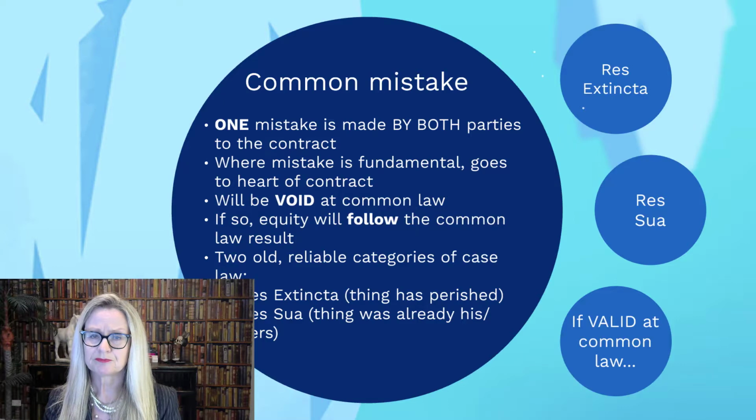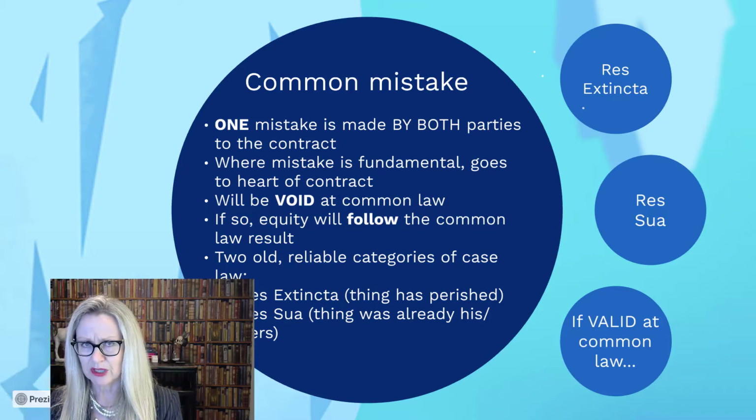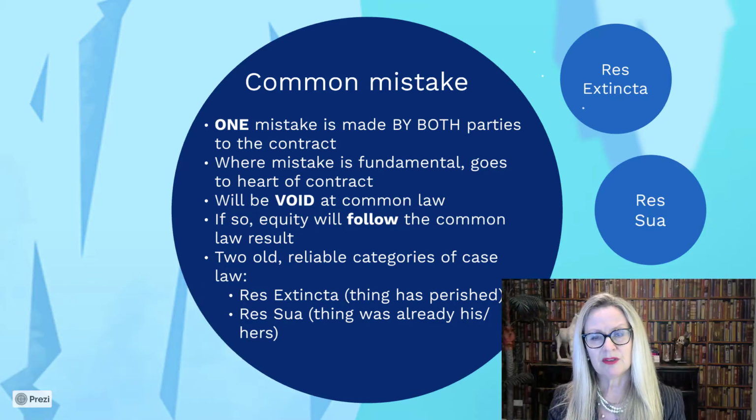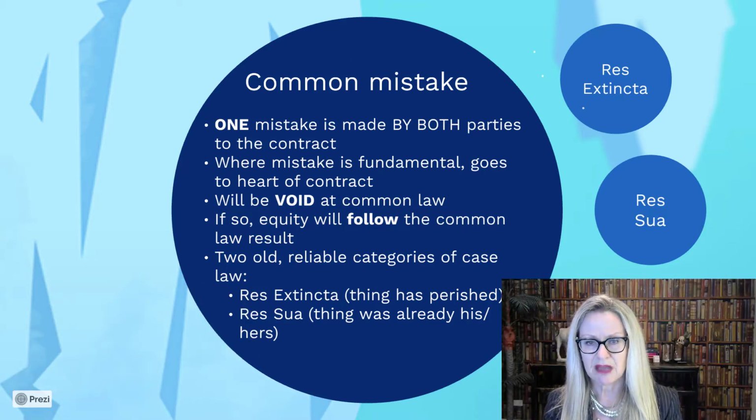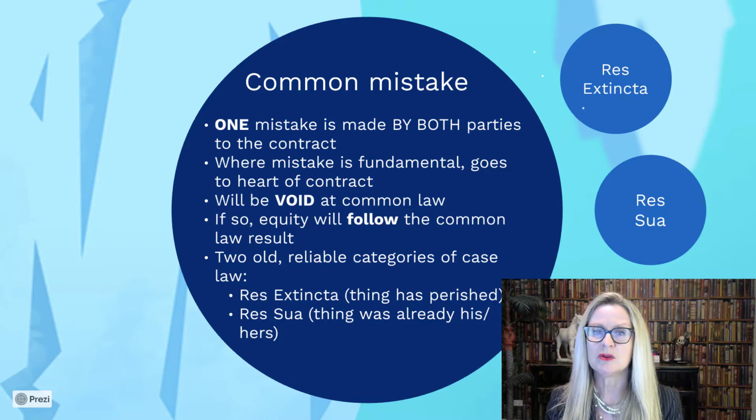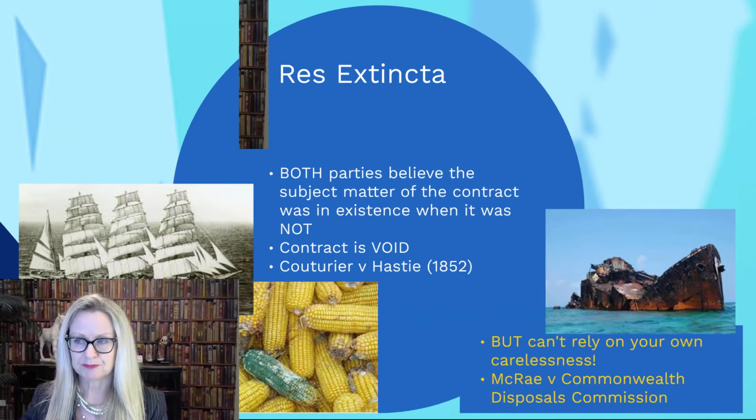Okay. Now, there's two fairly old and reliable categories of case law here, and they deal with different subject matters. First is res extincta, which means, lovely Latin again, the thing has perished, and res sua, which is the thing was already his. And we will have a look at res extincta now.